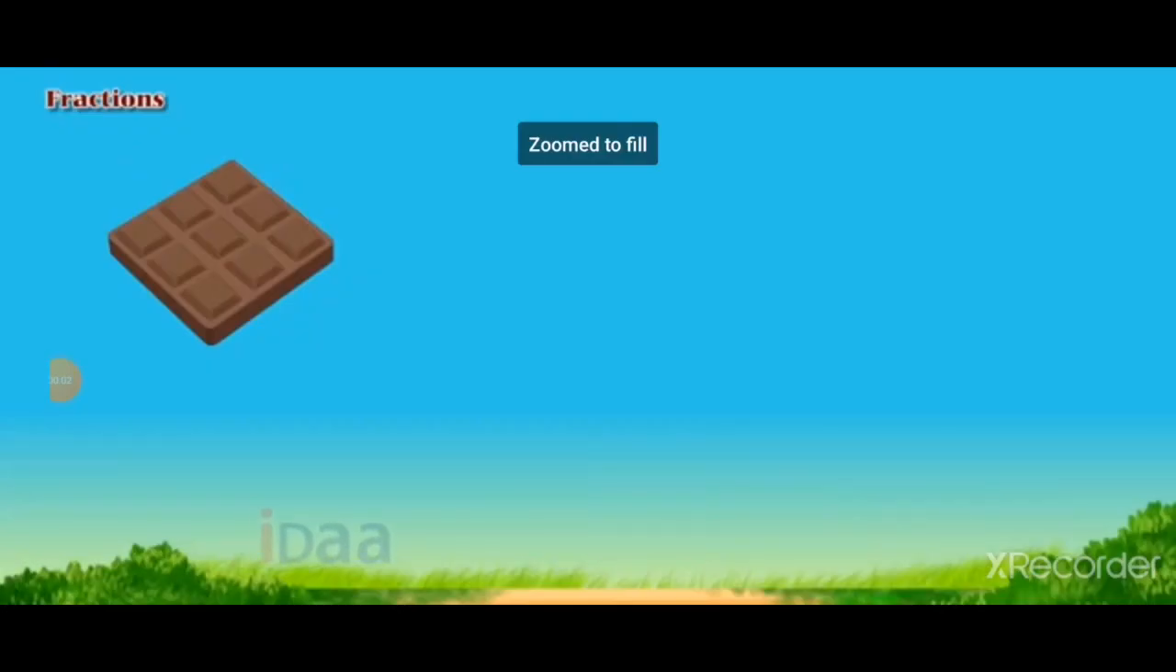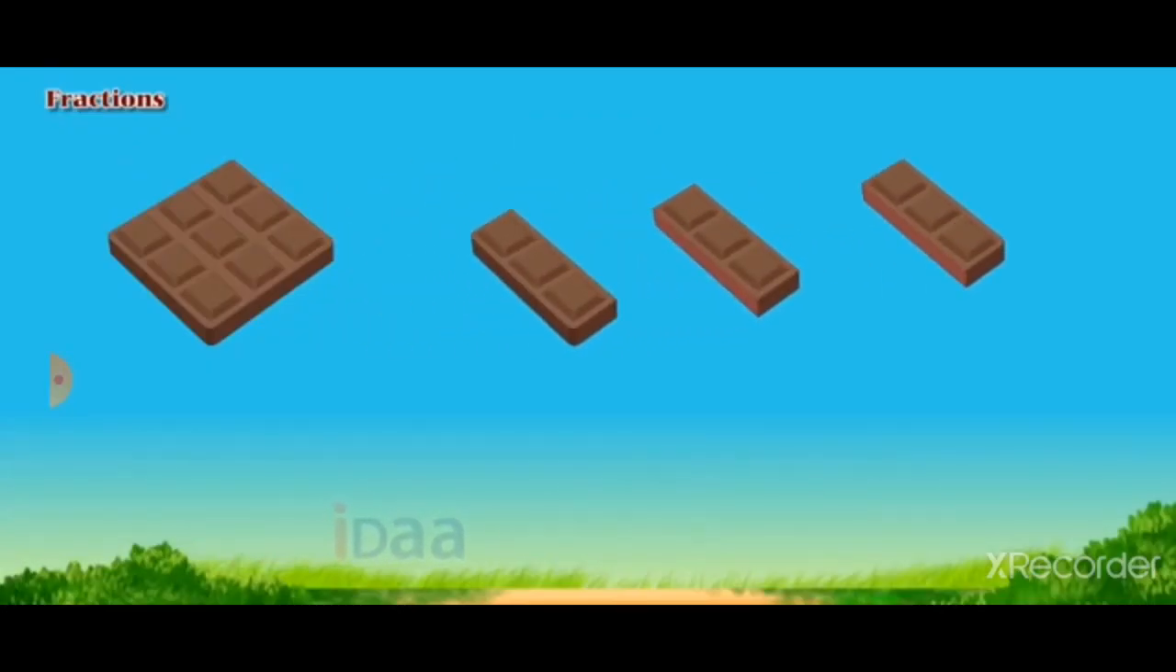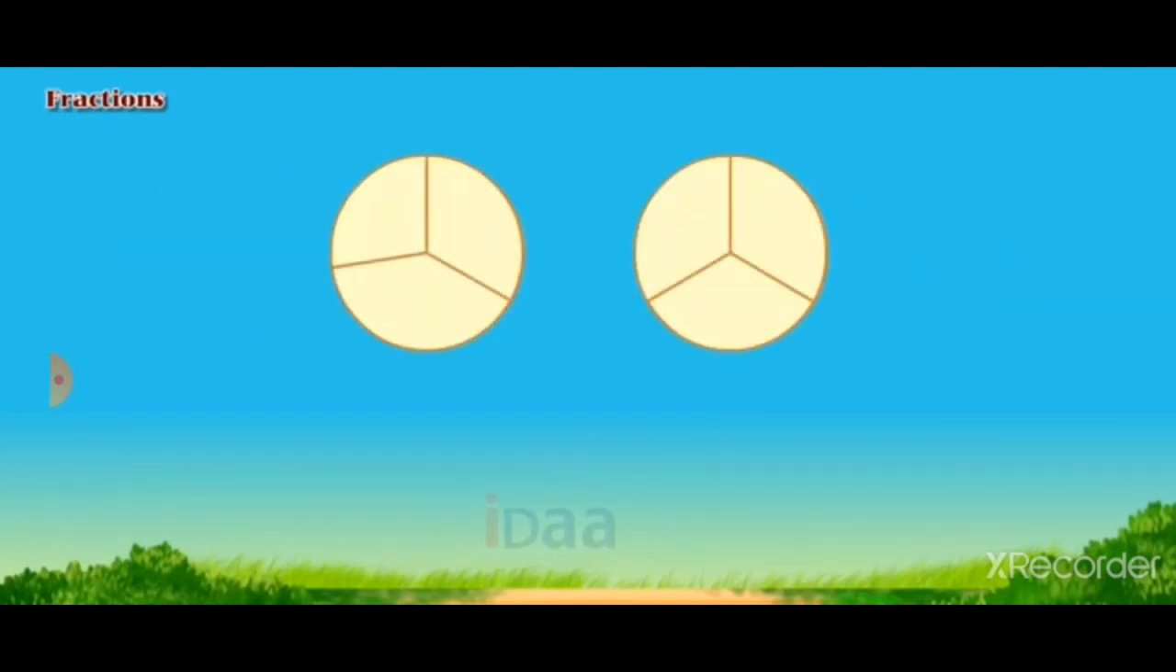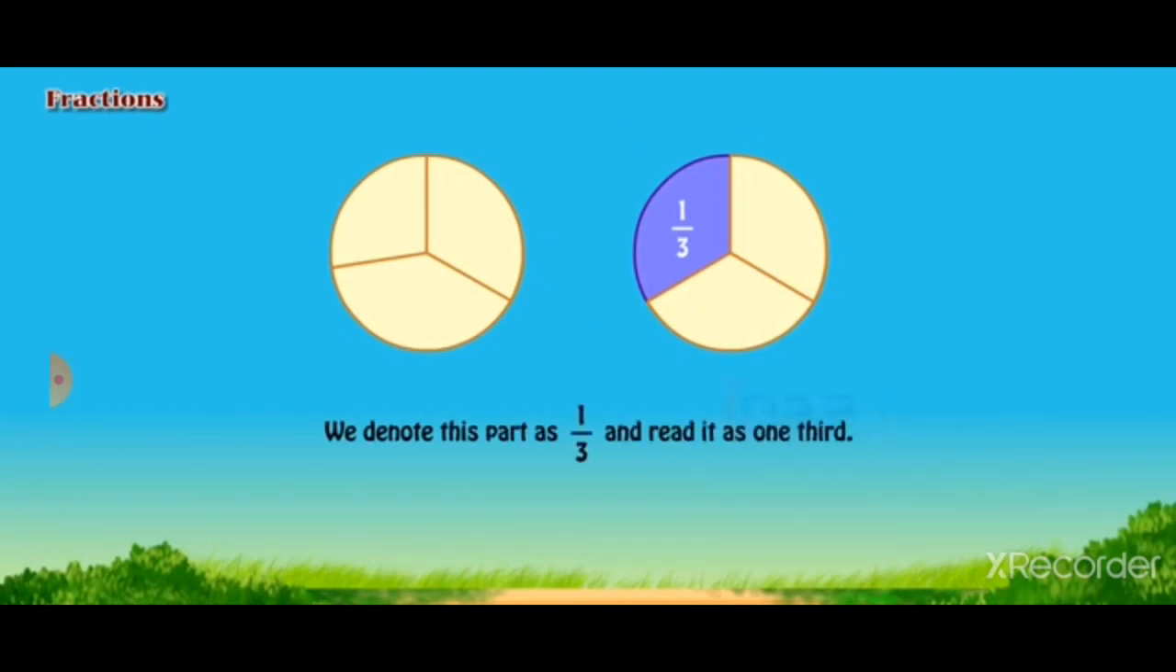A chocolate is divided into 3 equal parts. Here are 2 circular discs. Which one is divided into 3 equal parts? The blue colored part represents 1 part out of 3 equal parts. We denote this part and read it as 1/3.